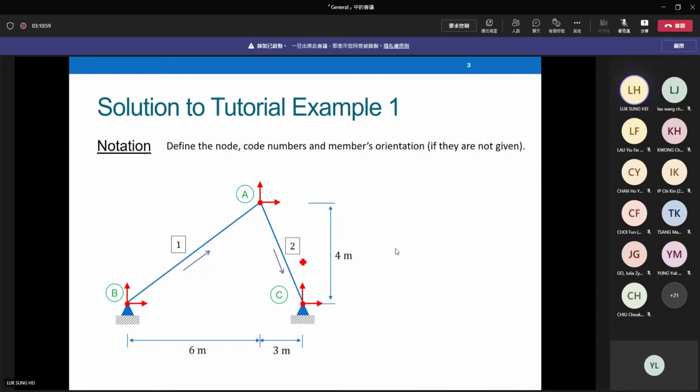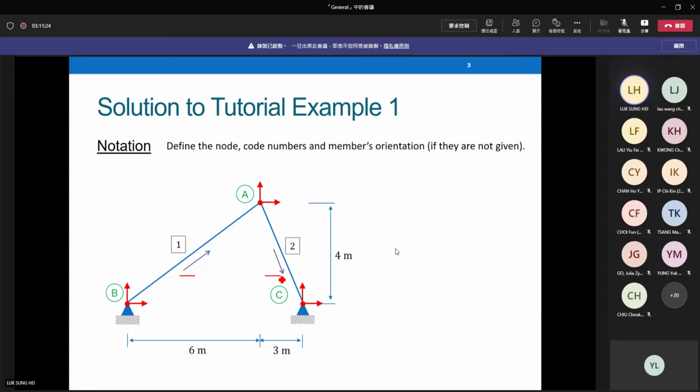At the beginning, step 1 is discretization. We need to arrange our code number diagram. We need to arrange the member orientations. Following this, arrange the member orientation from left to right. That's why we have the orientation in this arrangement, from left to right.